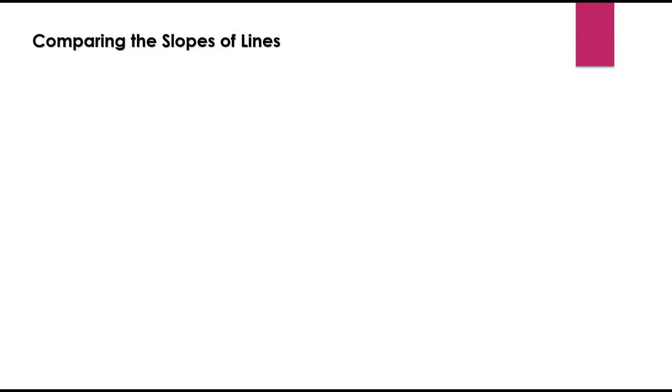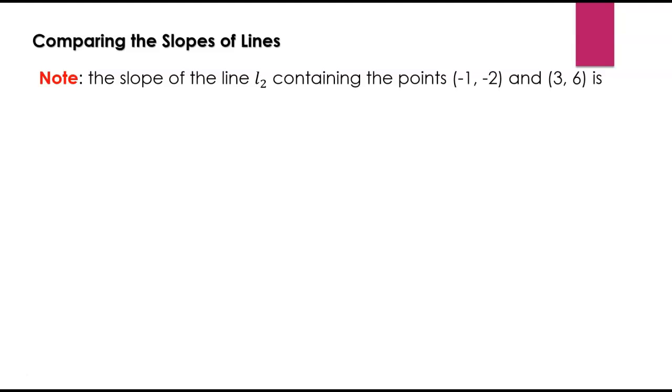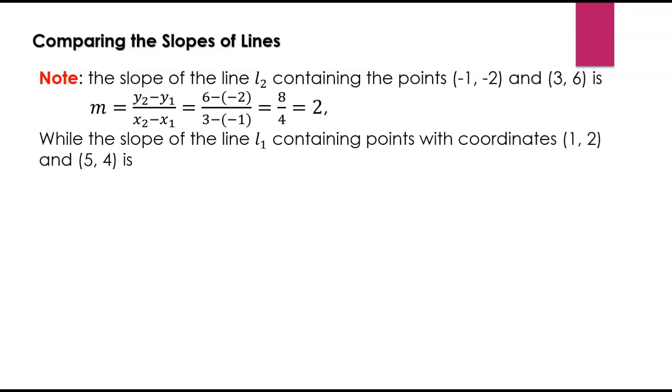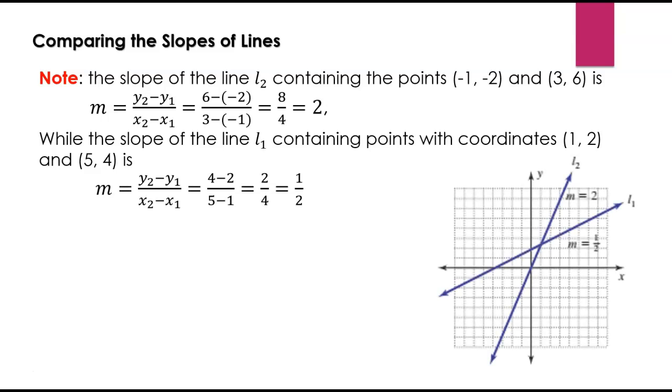We can also compare the slopes of lines, and that will be important for our work as we go forward. The slope of line L2 contains the points -1, -2, and 3, 6, and its slope is 2. We just completed that problem. If we go back to the problem we did previously, the slope of line L1 containing points with coordinates 1, 2, and 5, 4 was 1/2. If we look at these visually, we'll see that the two lines have very different slopes. The 1/2 has a much more shallow slope than the line L2 with its slope m equals 2.